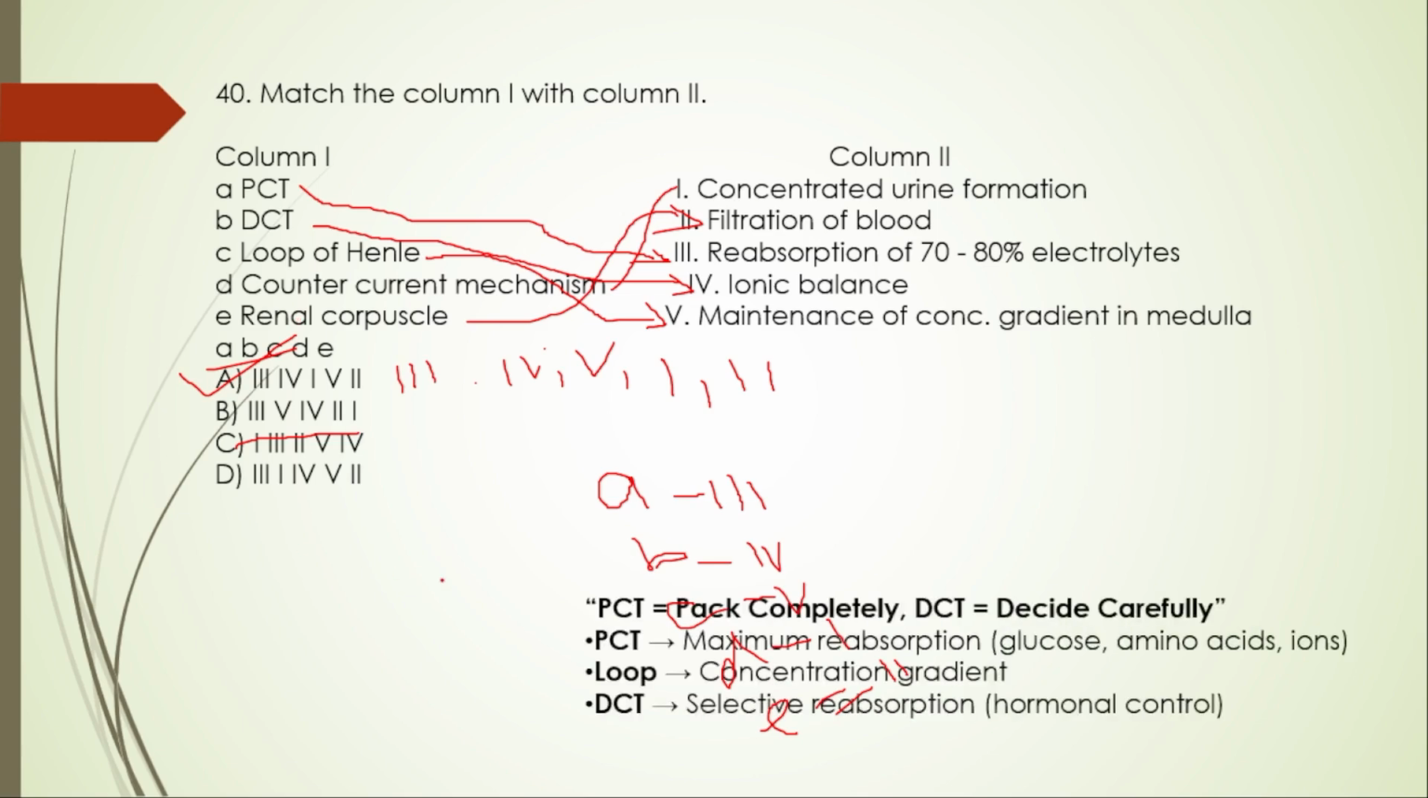Here there is a short trick which I can give. It is PCT, pack completely. DCT, decide carefully. PCT function is maximum reabsorption of the glucose, amino acids and ions, loop concentration gradient, and then DCT, selective reabsorption of the hormones, hormonal control. So here the right option is option A.